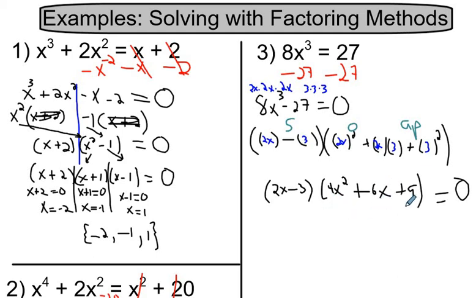So this will never factor again. It looks like it does, but it does not. But this easily solves. We can easily solve this. This is just 2x minus 3 is equal to 0. So we add 3, and then we divide by 2. And so our first answer that is real is 3/2.